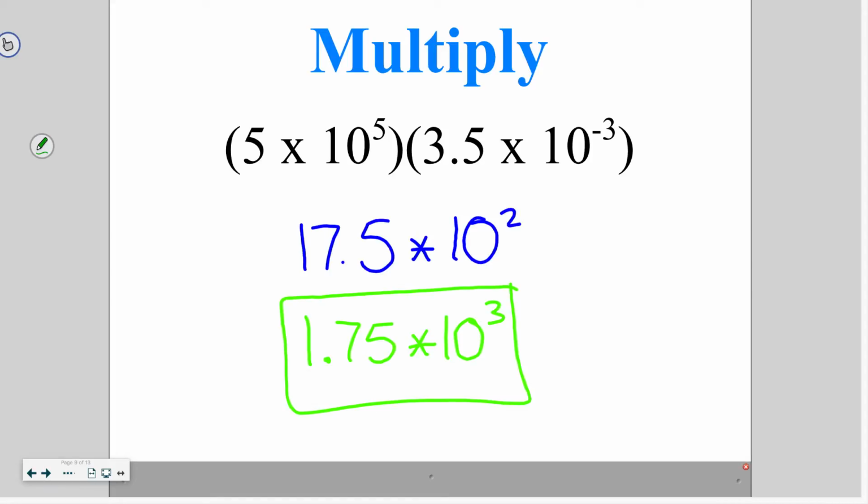So when we multiply our numbers, we get 17.5 times 10 to the 2nd power. We moved our decimal 1 place over again to make it between 1 and 10. And once again, that means that our exponent had to go up. So now, since I would have moved it 2 spaces to start, now I have to move it 3 spaces since I have an extra place to the left now. If you have questions about this, please let me know when you get to class.